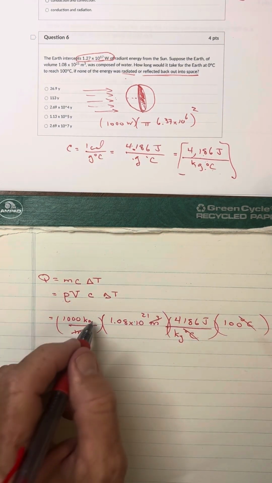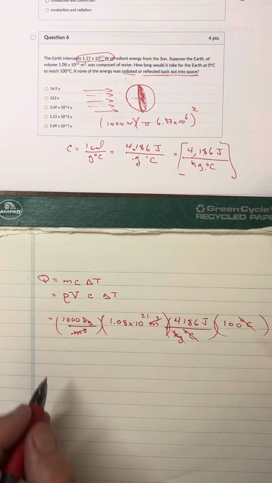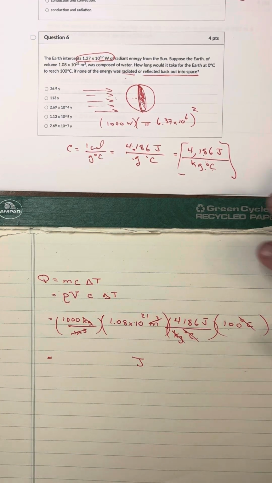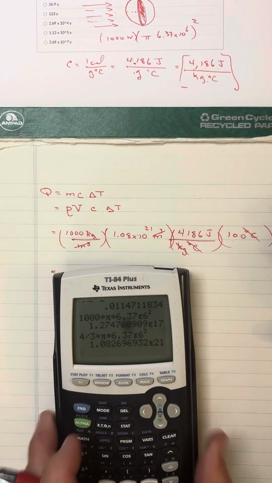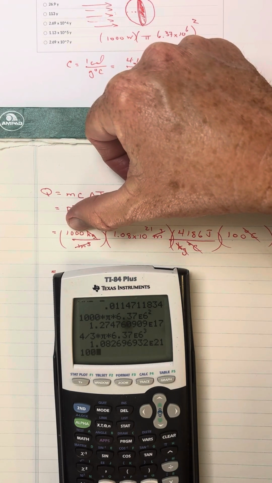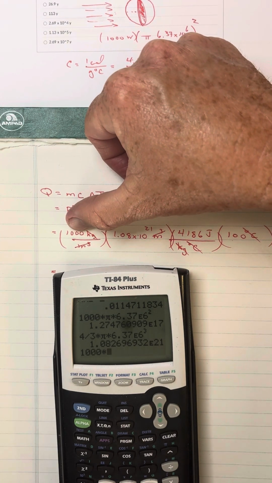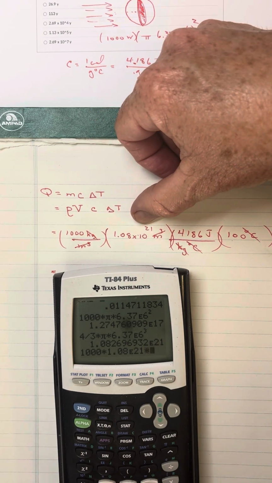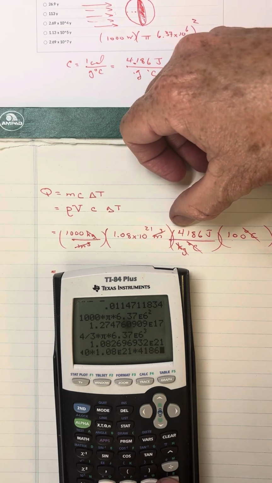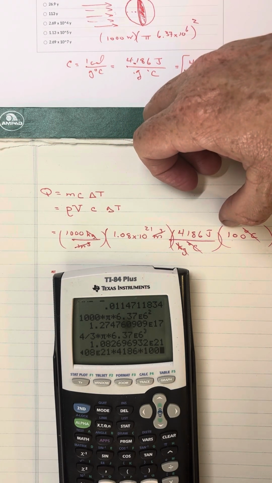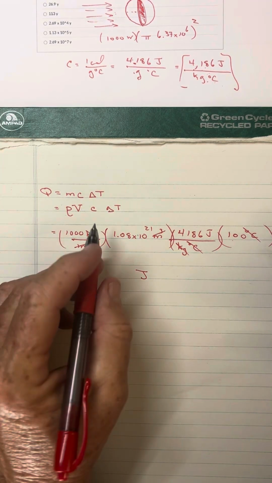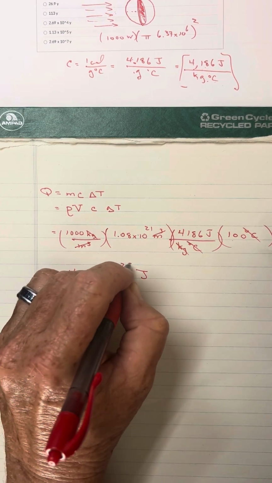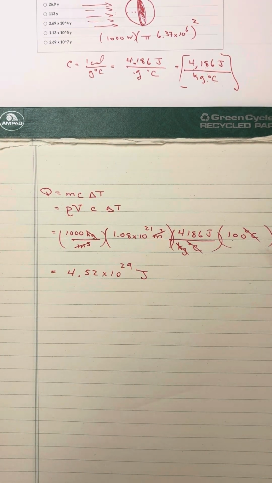So degrees Celsius is going to cancel. Kilograms is going to cancel. And then that tells us how many joules is needed to warm up this big sphere, which isn't quite done with the problem, but let's go through this. So 1,000 times 1.08 times 10 to the 21 times 4,186 times 100. All right, so we're going to need 4.52 times 10 to the 29 joules. Wow.